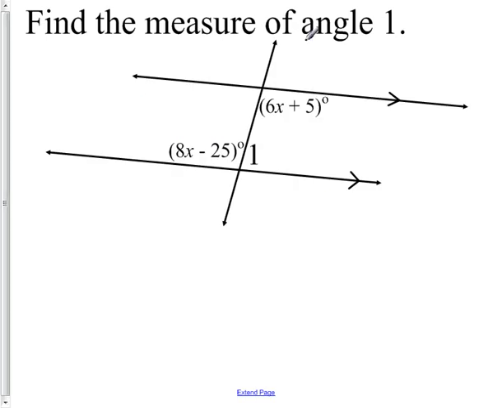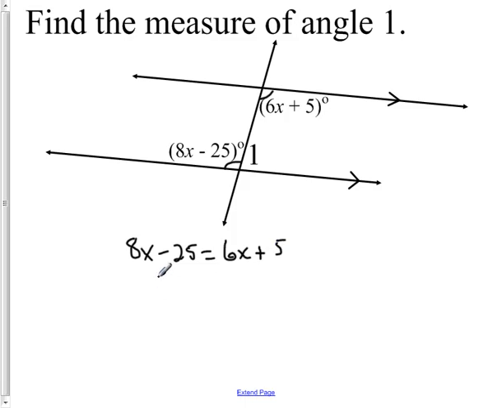This one says find the measure of angle 1, and we have a 6x plus 5 here, and we have an 8x minus 25 here. Well, these two angles that we have right here, these are alternate interior angles. And we learned before that alternate interior angles are congruent. So that means that 6x plus 5 has to be the same as 8x minus 25. So what we're going to do is set up an equation where they are the same, so I'd probably use the symbol equal. So I'll go 8x minus 25 equals 6x plus 5.